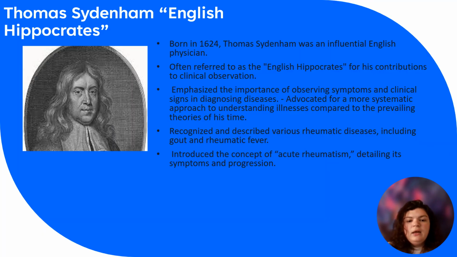Thomas Sydenham, he's also known as the English Hippocrates. He was born in 1624, and he was known as a very influential English physician. He was referred to as the English Hippocrates for his contributions to clinical observation. He emphasized the importance of observing symptoms and clinical signs in diagnosing diseases. He advocated for a more systemic approach to understanding illnesses compared to prevailing theories of that time. He recognized and described various rheumatic diseases, including gout and rheumatic fever. He also introduced the concept of acute rheumatism, detailing its symptoms and progression.